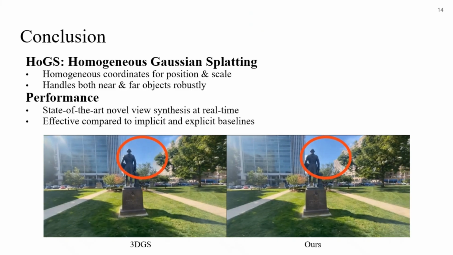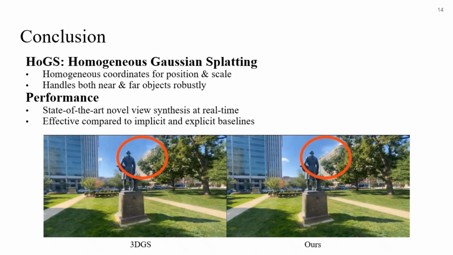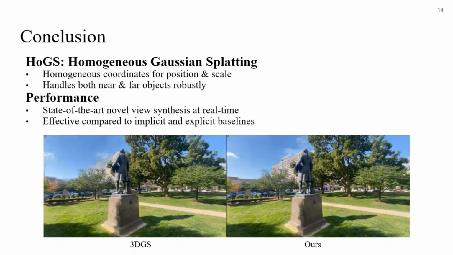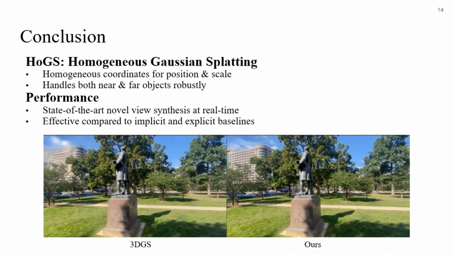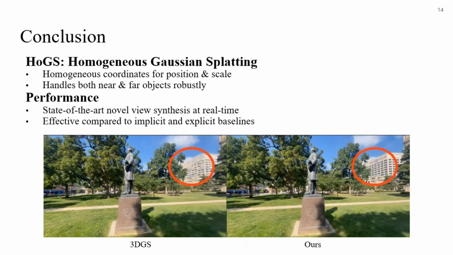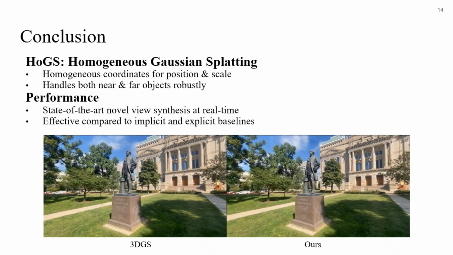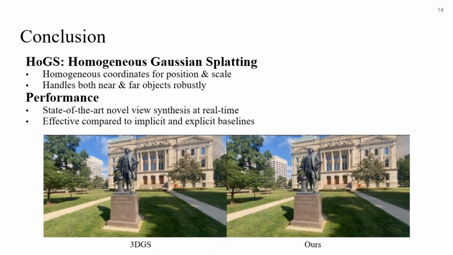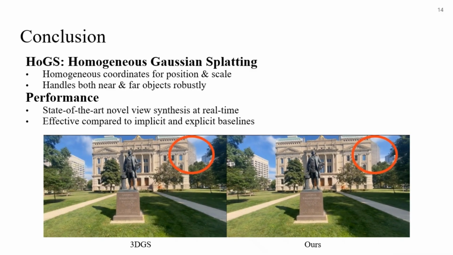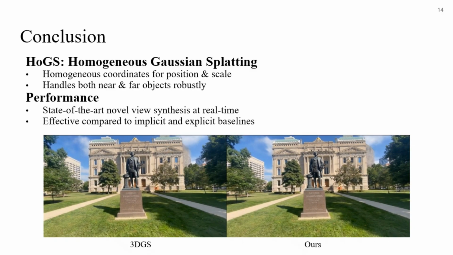In conclusion, our work introduces homogeneous coordinates for means and scales into 3D Gaussian splatting, and it handles both near and far objects robustly. Our method achieved state-of-the-art novel view synthesis performance at real time, and is effective compared to both implicit and explicit baselines.